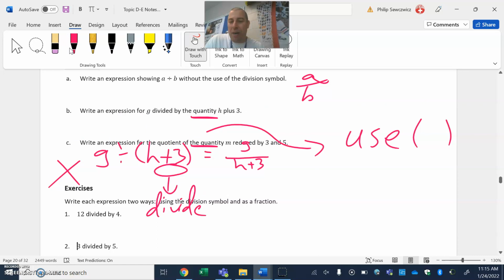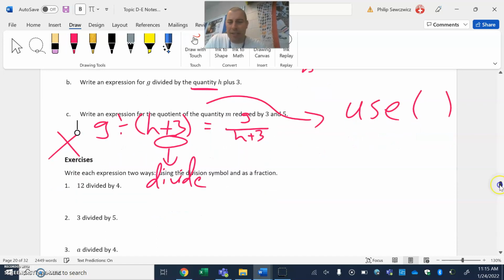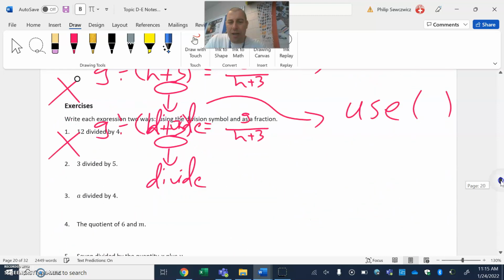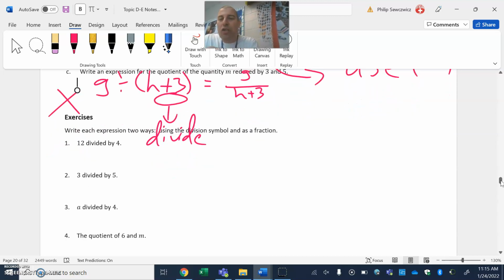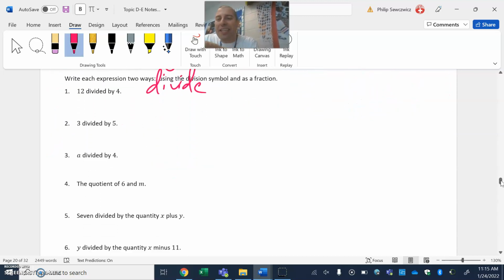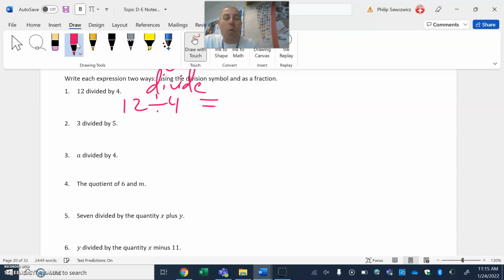Okay, so let's see what we got going on here. All right. Well, that got a little awkward. Here we go. All right. So let's write it using the division symbol and as a fraction. So 12 divided by 4. All right. Sure, we're used to seeing stuff like this, but we're going to want it to look like that.